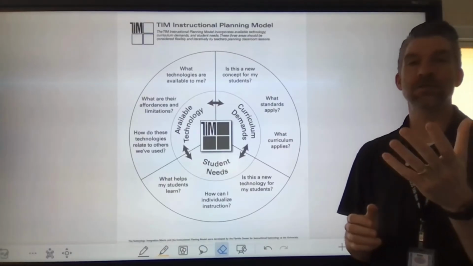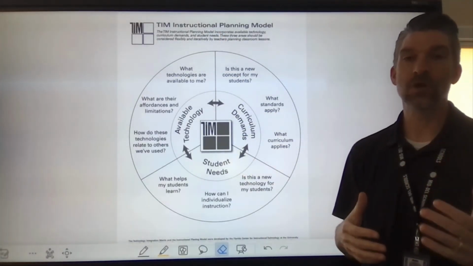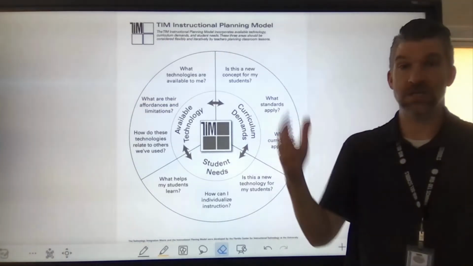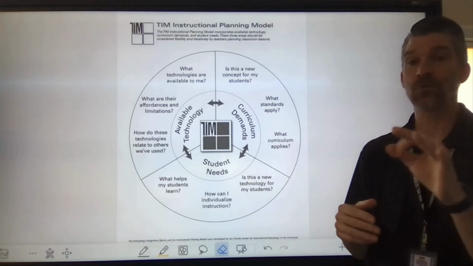All right, let us introduce you to the TIM Instructional Planning model. This is a really critical piece of utilizing the TIM in general, because when we incorporate technology into the classroom, we have to keep three key things in mind.